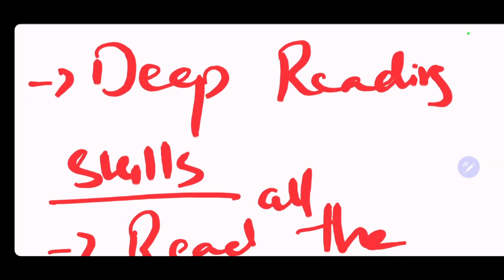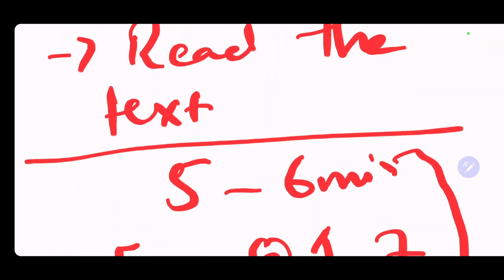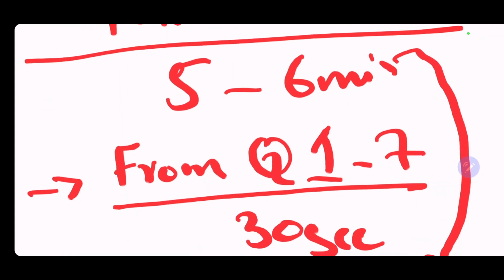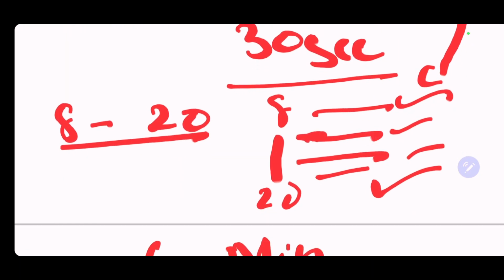Let's discuss a strategy. In terms of strategy, we have deep reading skills. Deep reading skills mean read all the things in the text. You have 5 to 6 minutes time to read all the text. So after reading in this 5 to 6 minutes time, you can go for question number 1 to 7 within 30 seconds. And then 8 to 20 in one go, without looking back to the text, just read the question.